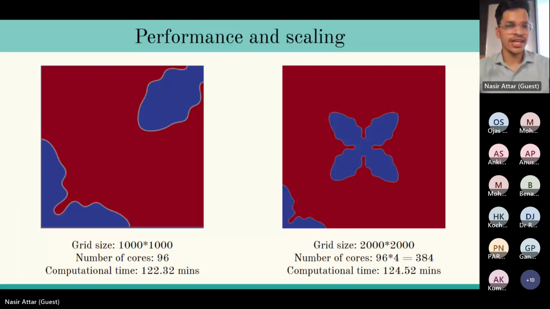Another scaling that we want to do is with the domain size and number of processors. The left one you see is a 1000 cross 1000 grid. The simulations are done on 96 cores, and the right one is 2000 cross 2000. The left one is 1 million cells and the right one will be 4 million, so it is a 4 times scale up. 96 processors times 4, so we'll get 384 processors. This was run on 384 processors, and the time that you can see is pretty close. So this scaling is also working fine.